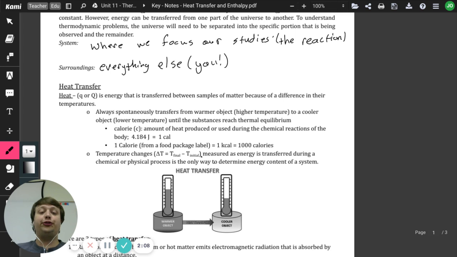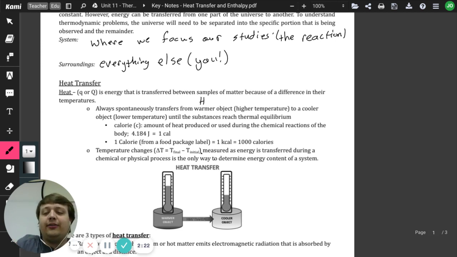Okay. Now, we do know that heat will transfer. And heat is going to transfer because there is a difference in temperature. So anytime we've got a difference in temperature, that energy is going to move. Where does it move? Well, it moves from hot to cold. Okay, so from hot to cold, from high energy to low energy. So we're always going to see that movement in that direction.